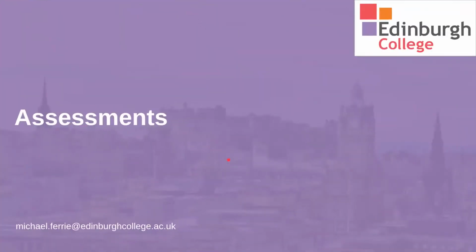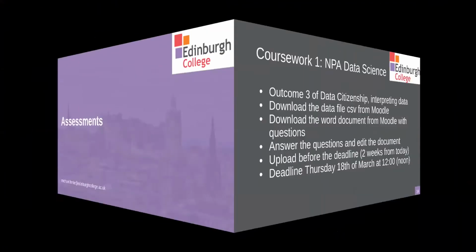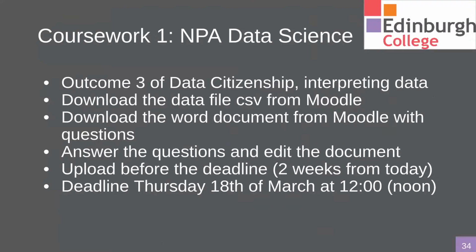Okay, looking at the assessments then. So the first R assessment, let's have a look in some detail at that just now. Coursework 1 for the NPA Data Science and Coursework 1 for the Level 8 Data Science R course is based on outcome 3 of data citizenship. What we've got is a data file in CSV format. We download it from Moodle, and we download a Word document with it, answer the questions, and upload to the Moodle.